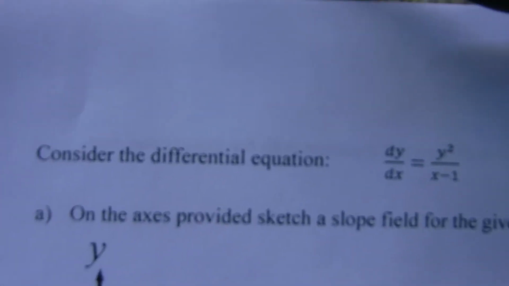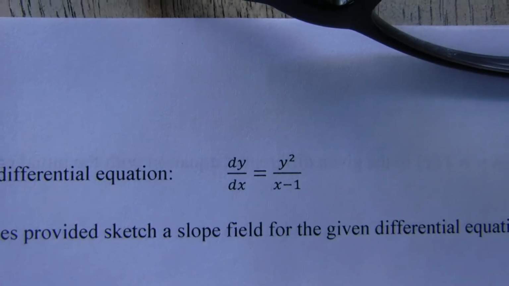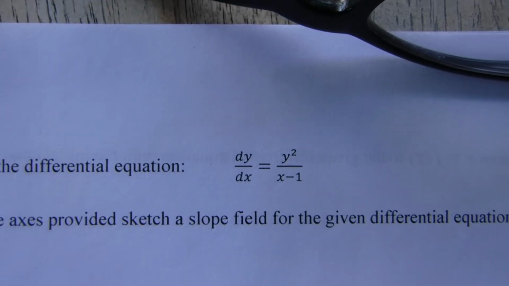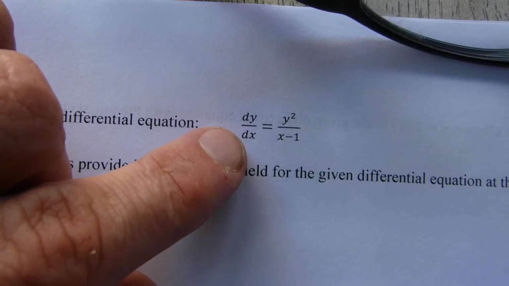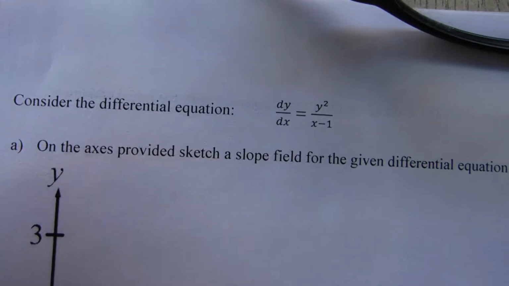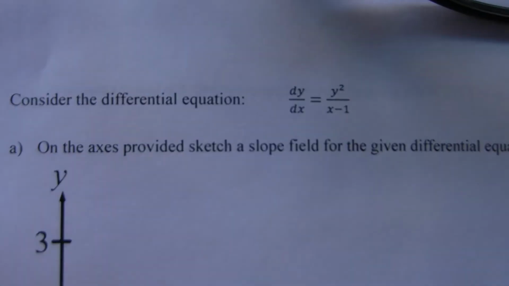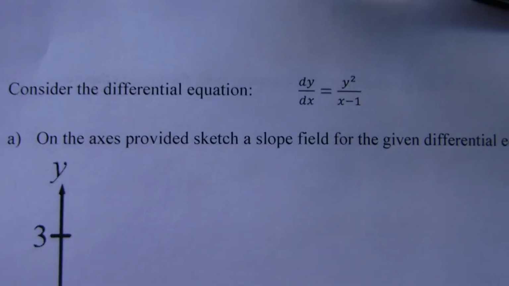So first they say, consider the differential equation. The derivative is equal to y squared over x minus 1. Now, keep in mind that this dy dx is just a slope. It's not an equation of a line or anything. It's just literally physically the slope.